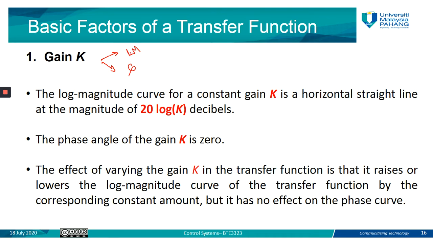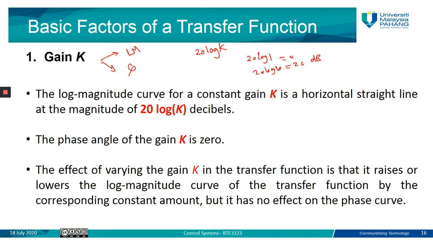When we say log magnitude, that means we are going to find the value of 20 log of the value k here. So we are talking about k, so we are going to find the value of 20 log k. What is k? K represents a constant number, the gain. So for example, 20 log 1 will be 0. 20 log 10 will be 20. Okay, so it's all in dB here.